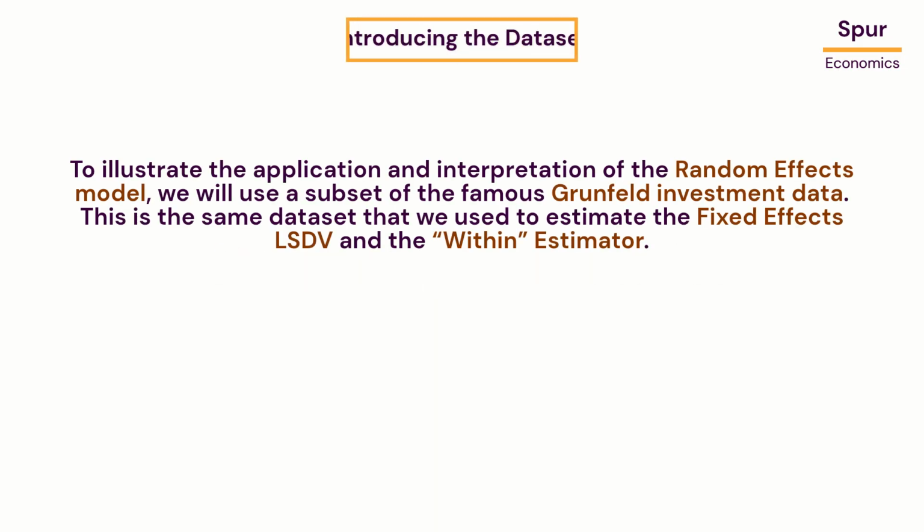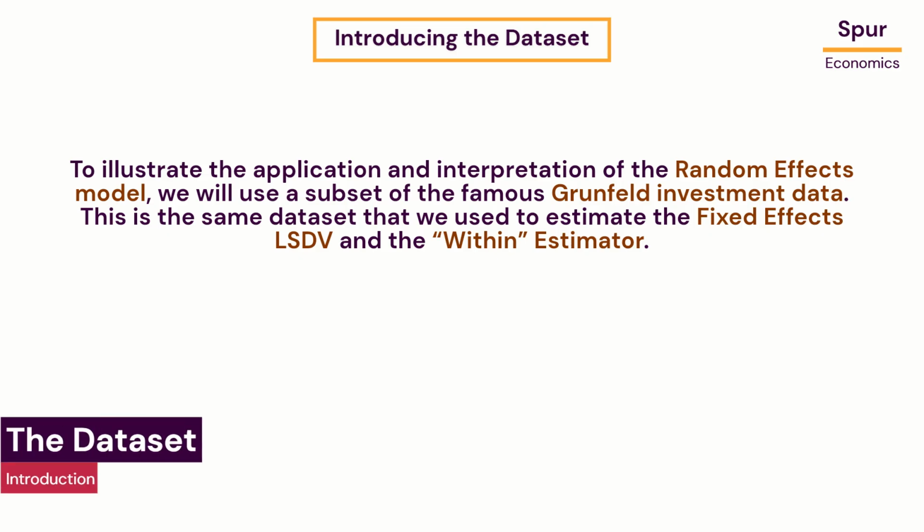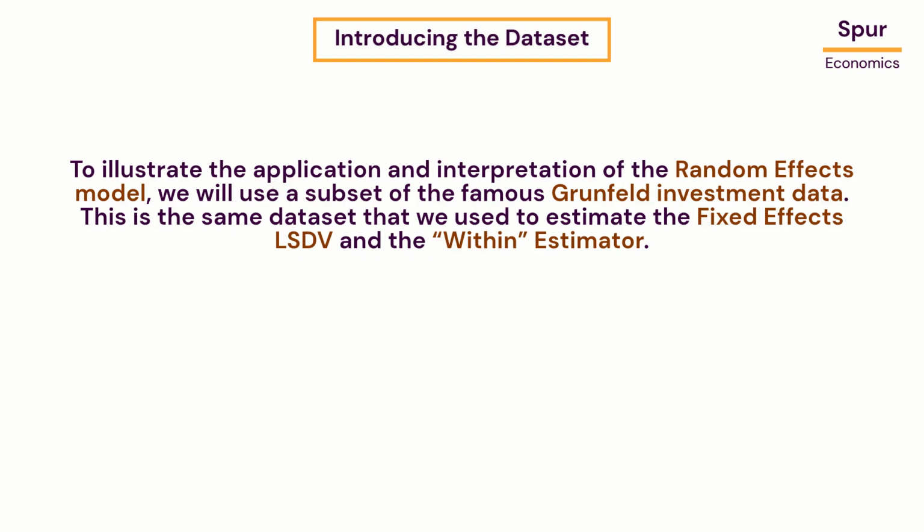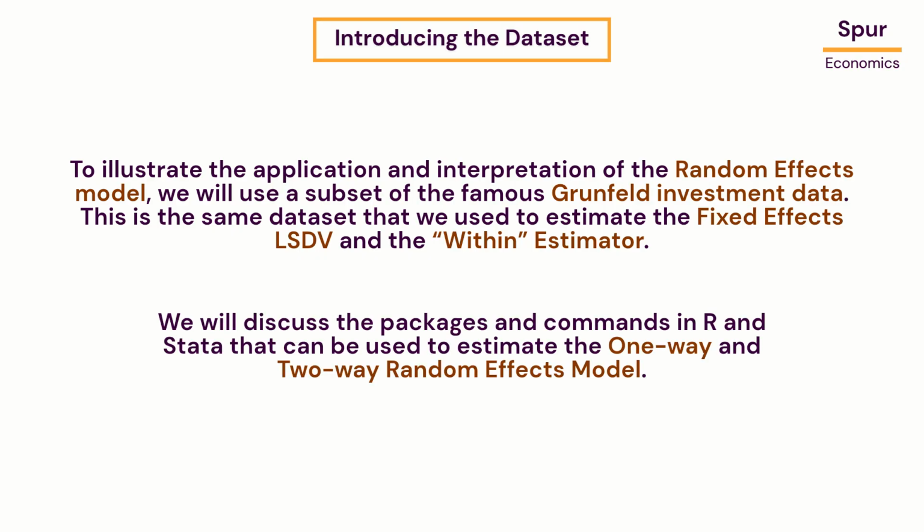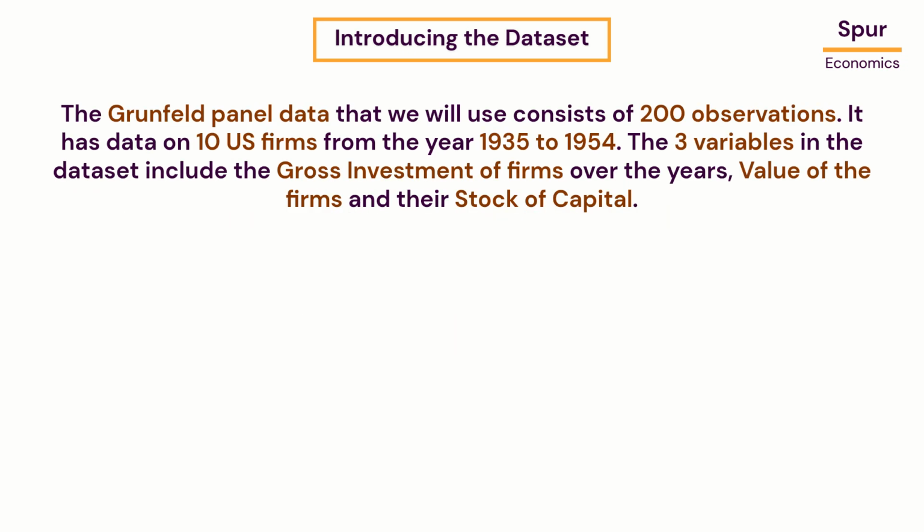To illustrate the application and interpretation of the random effects model, we will use a subset of the famous Grunfeld investment data. This is the same dataset that we used to estimate the fixed effects LSDV and the within estimator. We will discuss the packages and commands in R and Stata that can be used to estimate the one-way and two-way random effects model. The Grunfeld panel data that we will use consists of 200 observations.